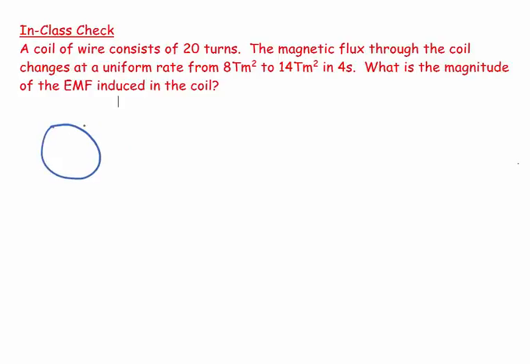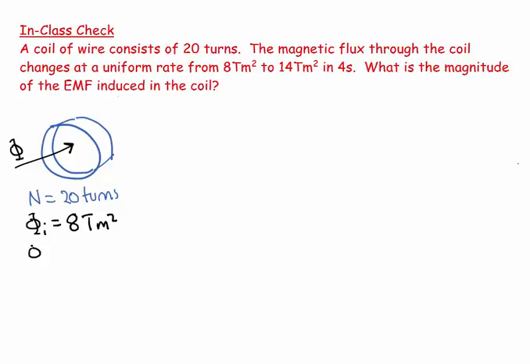So the first thing I've got to do is visualize. So rather than a loop, I'm going to draw a coil. And I can say, well, my N, the number of turns, is equal to, in this case, 20 turns. And then I imagine a magnetic flux, that's my phi, going through the number of turns. And this is going to change. So I can say, okay, my flux initial is going to be equal to 8 Tesla meter squared, and my flux final is equal to 14 Tesla meter squared.